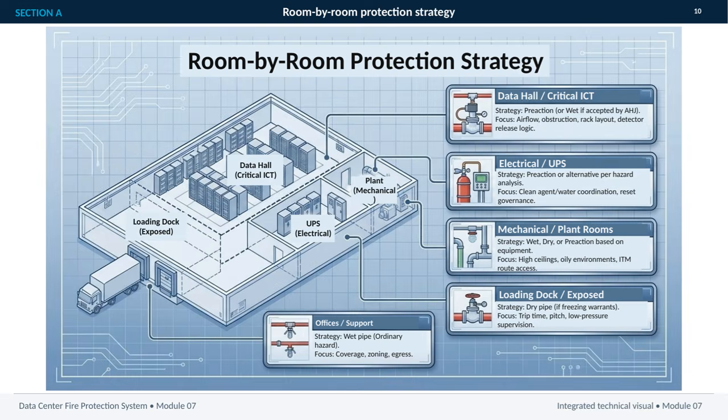The exposed loading dock may require dry pipe protection where freezing is a concern, with attention to trip time, pipe pitch, and low-pressure supervision. Finally, offices and support areas generally use wet pipe protection, emphasizing coverage, zoning, and egress. The overall message is that protection should be tailored to the room, rather than applied uniformly across the facility.